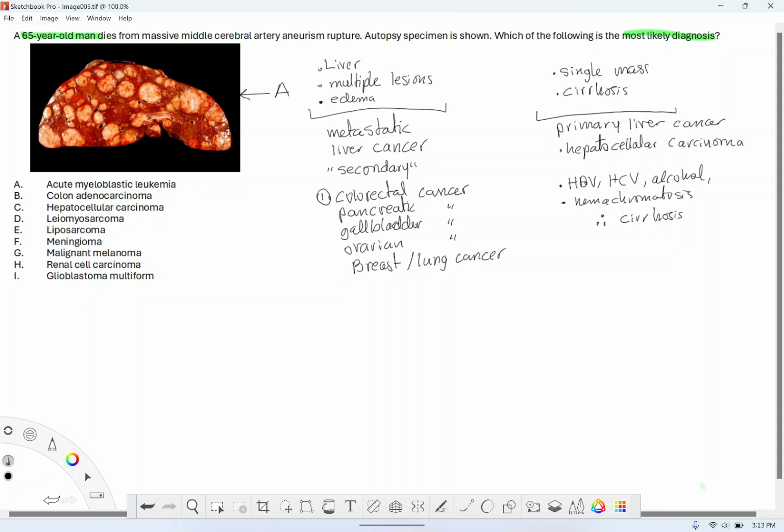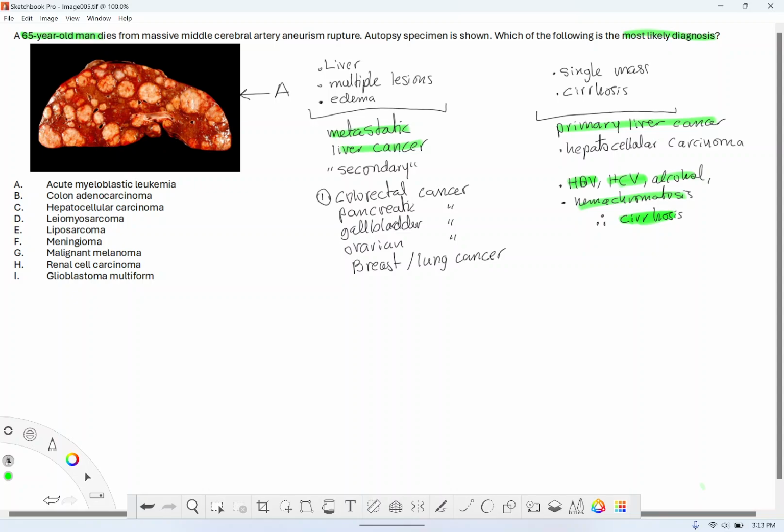So these are the causes of secondary liver cancer, colorectal cancer, for example. Okay, so these are causes of secondary or metastatic liver cancer. Primary cancer: hepatocellular carcinoma, hepatitis B, hepatitis C, alcohol, hemochromatosis, and so forth. Underlying cause, usually cirrhosis. Okay.